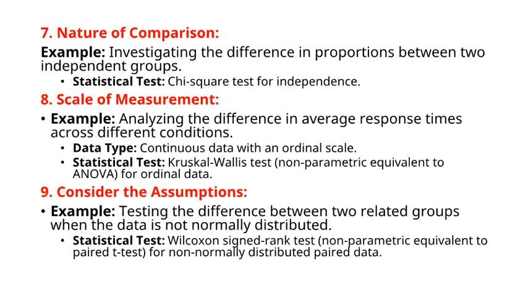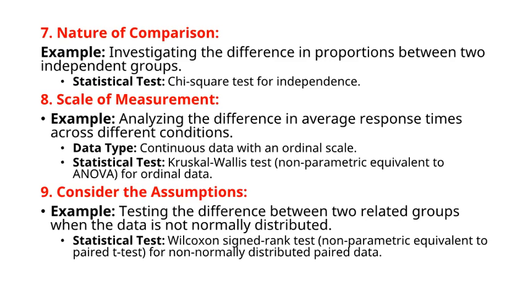7. Nature of comparison. Example: investigating the difference in proportions between two independent groups. Statistical test: chi-square test for independence. 8. Scale of measurement. Example: analyzing the difference in average response times across different conditions. Data type: continuous data with an ordinal scale. Statistical test: Kruskal-Wallis test, non-parametric equivalent to ANOVA, for ordinal data.